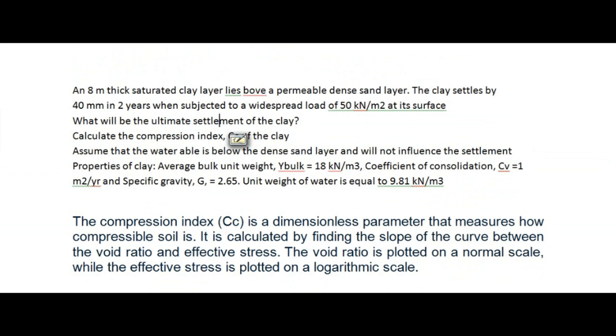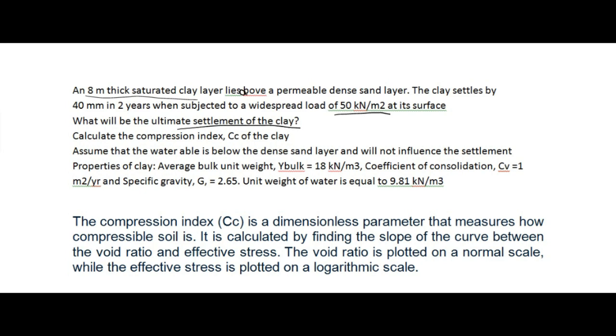Okay. So the problem is given that an 8 mm thick saturated clay layer, which lies beneath the permeable dense sand layer, which lies above, not below, which lies above the permeable dense sand layer. The clay settles by 40 mm in 2 years when subjected to a widespread load of 50 kN/m² at its surface. What will be the ultimate settlement of the clay?